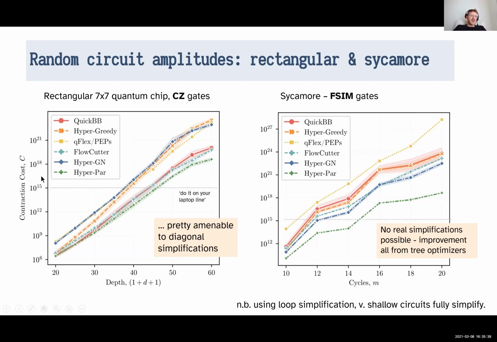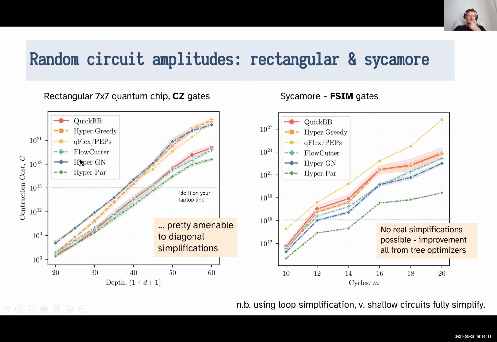And here we have contraction costs. It's a log scale, essentially the time complexity, the number of scalar operations you need to compute an amplitude. Very, very roughly marked to do it on your laptop, if you had a few hours or something. And what's notable here is these three methods all make use of the hyperindexes, and these three methods not so much. There's big separation between them.